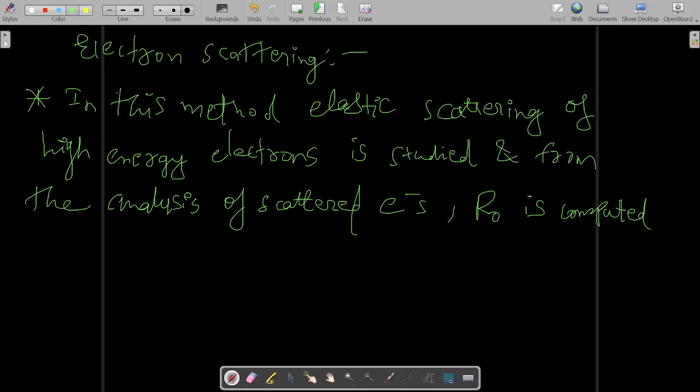Then the value of r is calculated with the help of the formula. After r naught is computed, r is calculated using the formula r equal to r naught A to the power 1 by 3. Now, why is electron used as a probe?